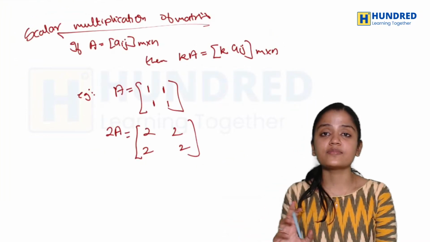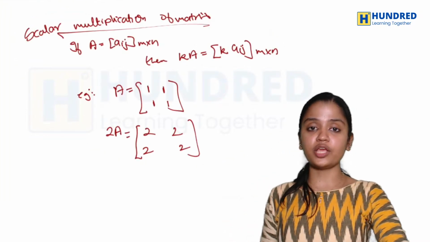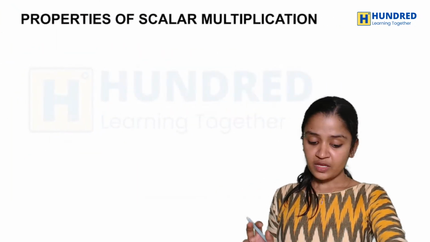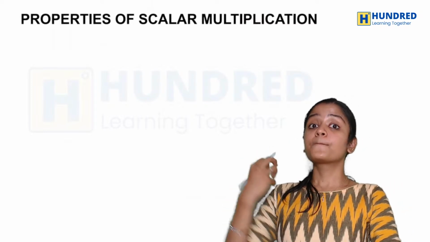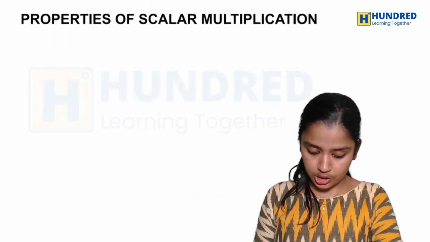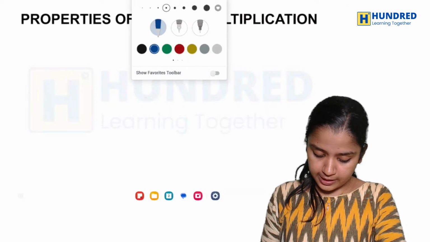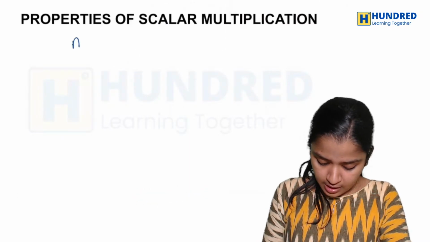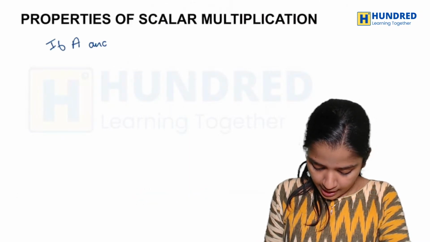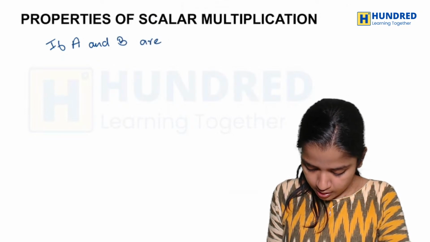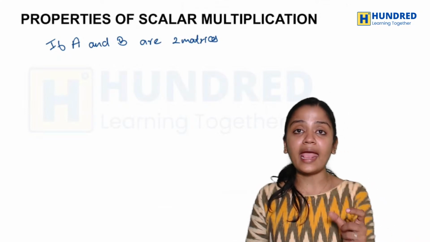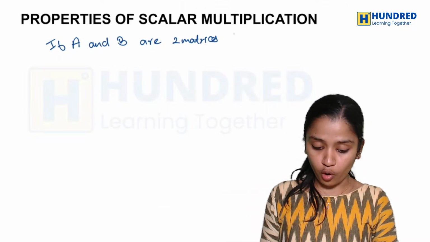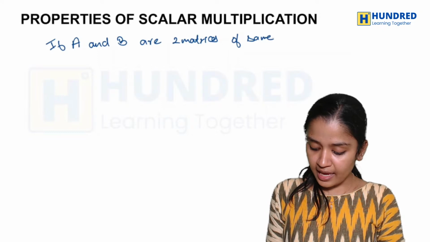Yeah, so this is my scalar multiplication. You have known about the scalar multiplication. Now let's learn about the properties of scalar multiplication. So when I learn about the properties, if A and B are two matrices, of what order? Of the same order.